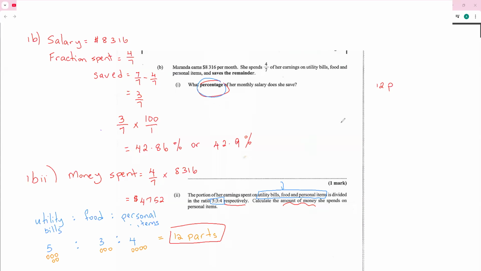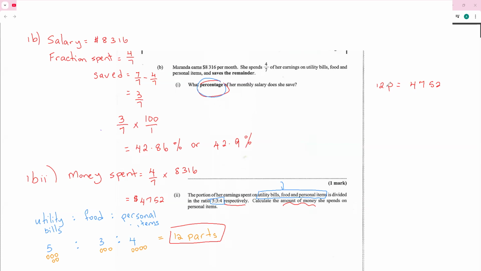However, we also know that the money that was spent on utility bills, food, and personal items was $4,752. Whatever information they give you, you're going to use it. And we're going to use it to find for one part.